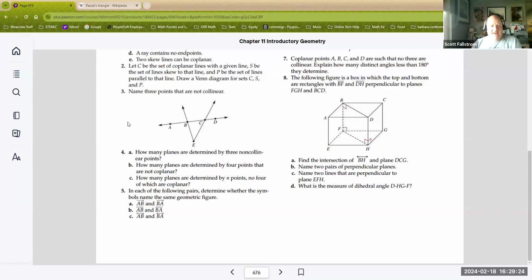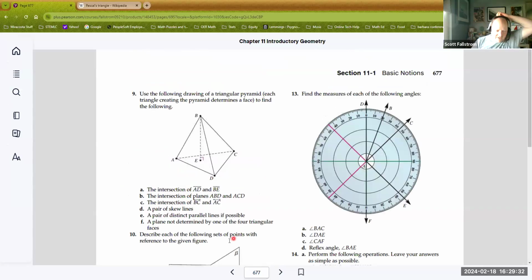And 9F. Let's take a look at 9. Oops, I got to change pages. 9F. A plane not determined by one of the 4 triangular faces. Okay, so we have 4 triangular faces. This is technically called a tetrahedron, meaning 4 heads or 4 faces. And we can kind of see the 4 faces. That would be A, B, C, A, B, D, A, C, D, and then B, C, D. Those are the 4.